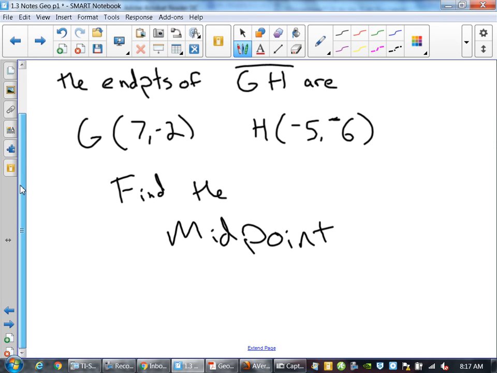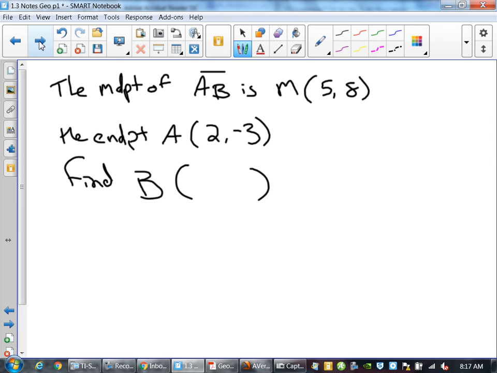All right, so find the midpoint. Oh, this is the midpoint. Let's see. So the midpoint of AB is M at (5, 8). The endpoint A is at (2, -3). What's the other endpoint?